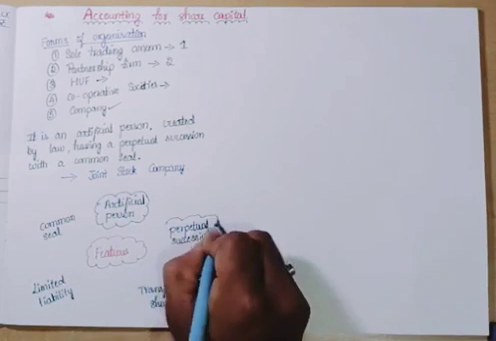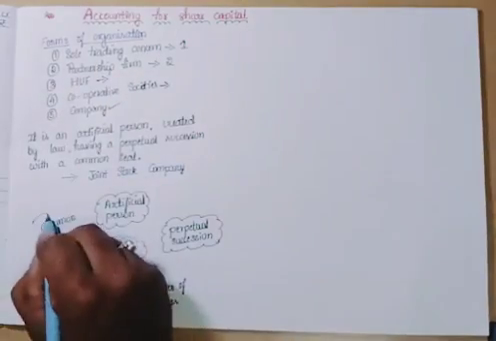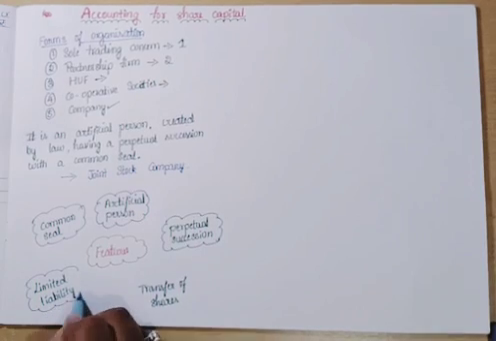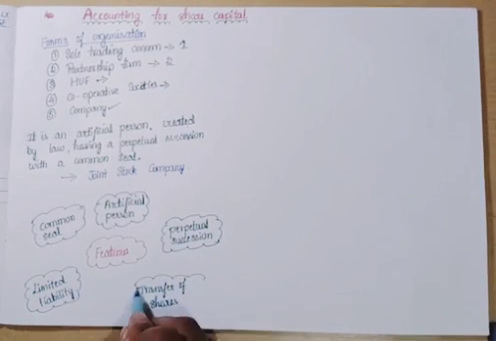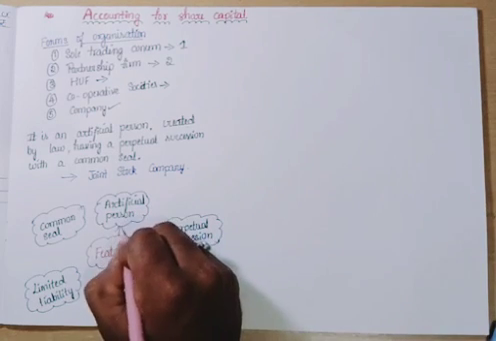If you want to consider any organization as a joint stock company under the various forms of organizations, those organizations should consist of these features. Then only we can call it a company. Now let us learn one by one here. First one is artificial person.